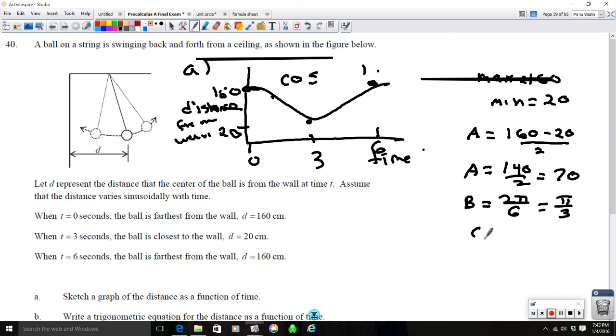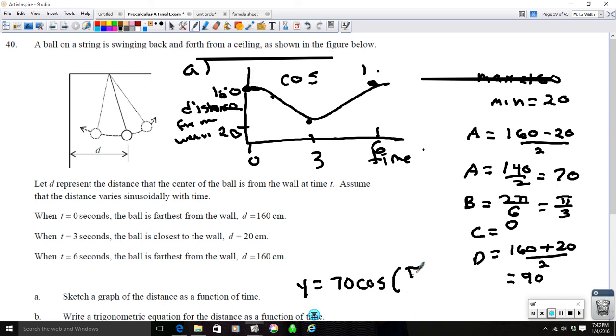C is going to be the x value when this cosine period starts, which is 0. And D is max plus min divided by 2. 180 divided by 2 is 90. So this equation is going to be y equals 70 cosine of pi over 3 x, there's no phase shift, plus 90.